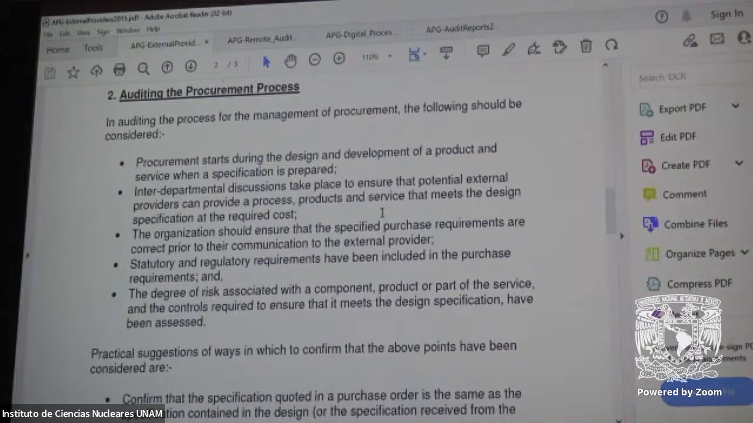Associated with a component of up to part of the service, and the controls needed to ensure it meets the design specification. Again, that's something you're going to have to assess on a case-by-case basis. You know, if you're dealing with highly perishable goods, for example, you are in the food industry, if there's a delay in the delivery, what happens? You know, has it gone past the date by when you can use that food?